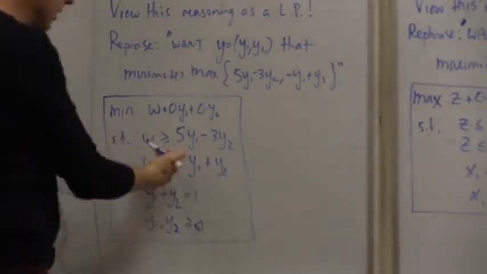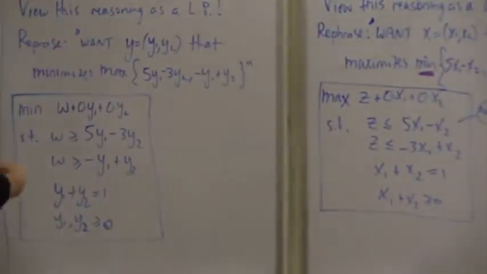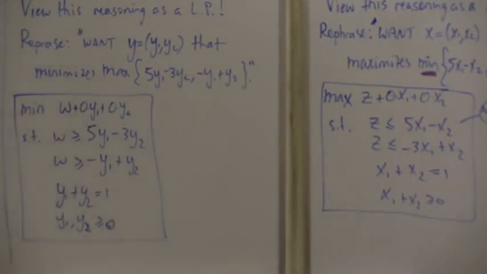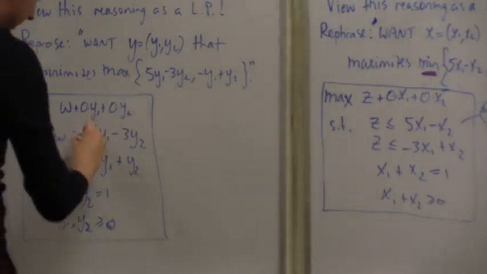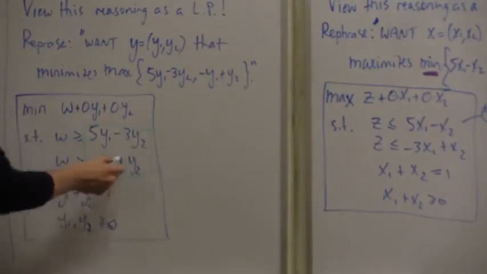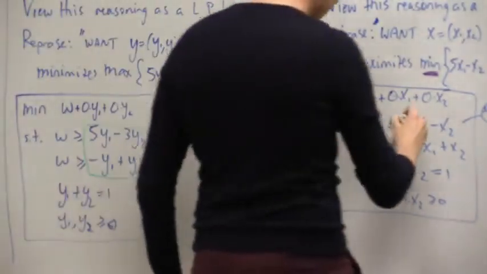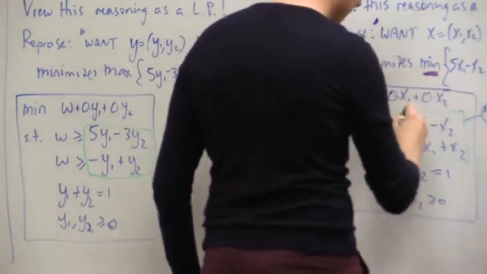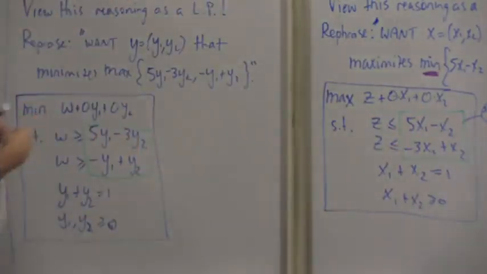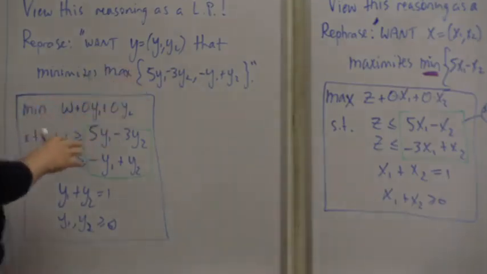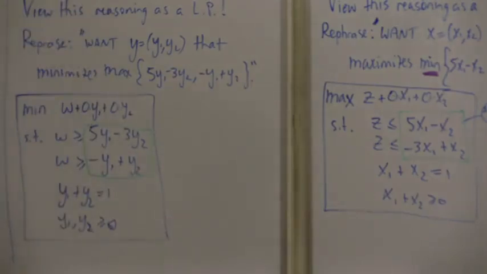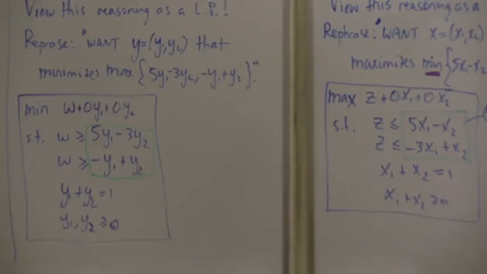Now, if we compare this linear program and this linear program, we will see that the coefficient matrices are transposes of one another. Here we have a coefficient matrix, which is 5, -3, -1 and 1. And here the coefficient matrix is 5, -1, -3 and 1. They're transposes of one another, and with some massaging you can see that these two programs are duals of one another. When you take the dual of a linear program, you have to transpose the matrix and you have to do a couple of other things.